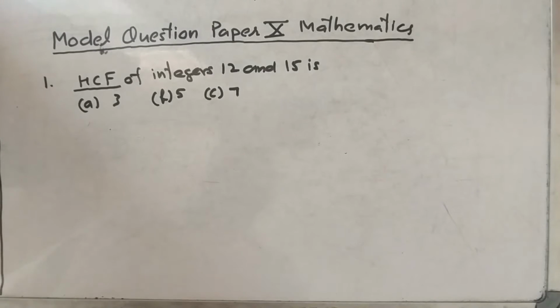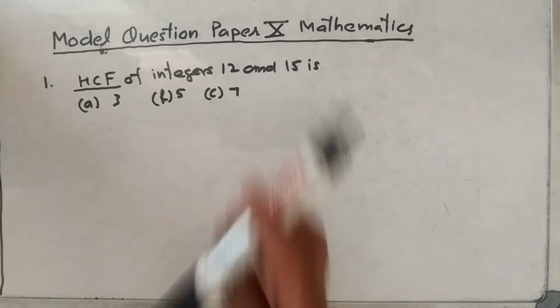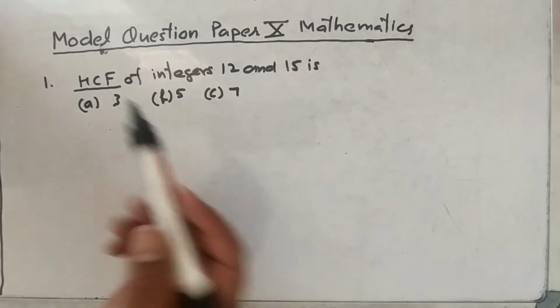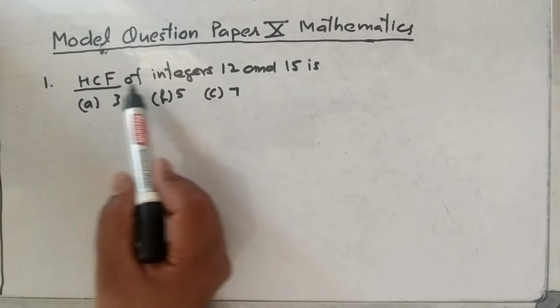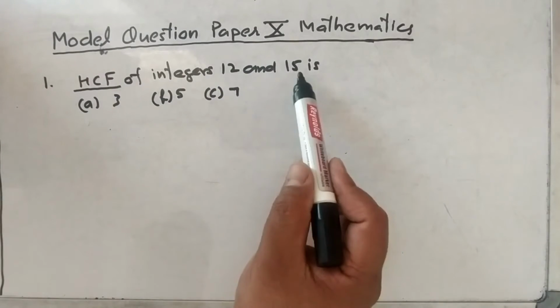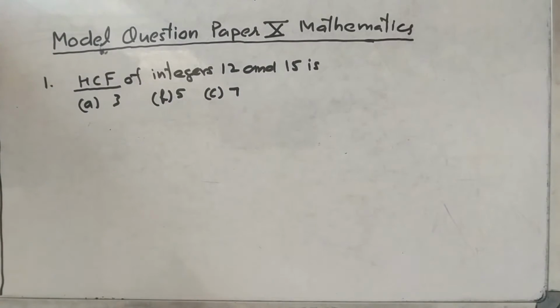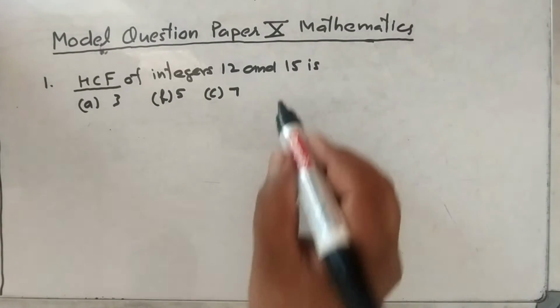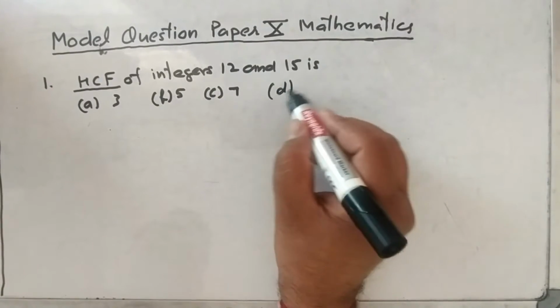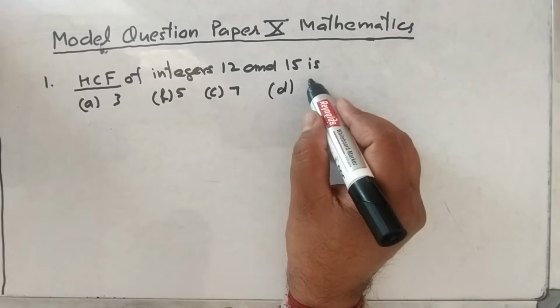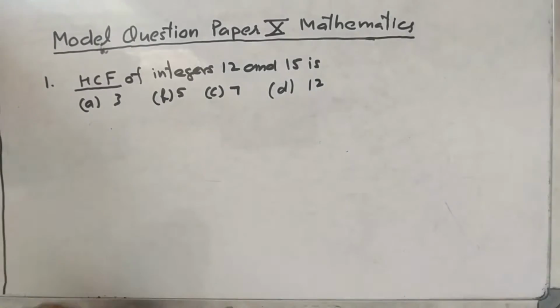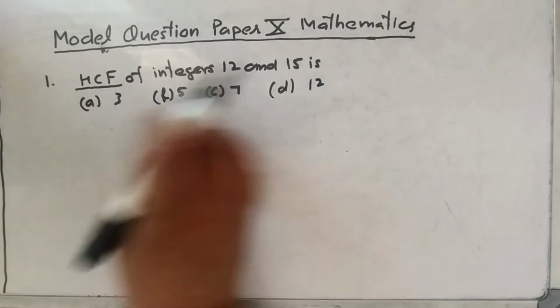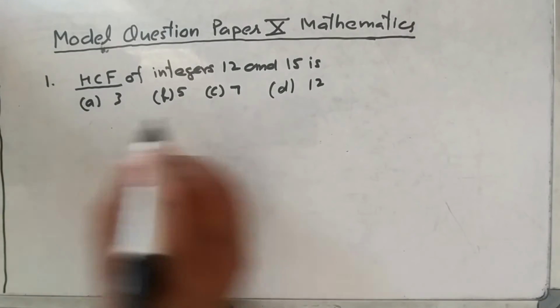Children, today we will discuss a model question paper of mathematics for 10th class. You have the first question, HCF of integers 12 and 15. So how to find that HCF? You have a D part here also, that is 12. So let us start how to do it.